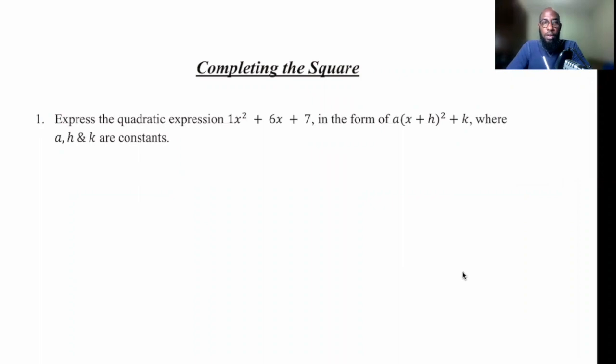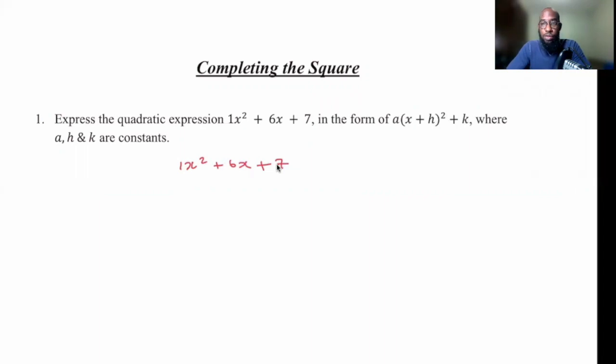Completing the square. In this question, we are asked to put this quadratic expression into this form. So the first thing I'll do is write down the question. So I have 1x squared plus 6x plus 7, all right? I tell students, make sure you have x squared first, x second, constant last. You want it in the form ax squared plus bx plus c. That is the quadratic expression, all right?